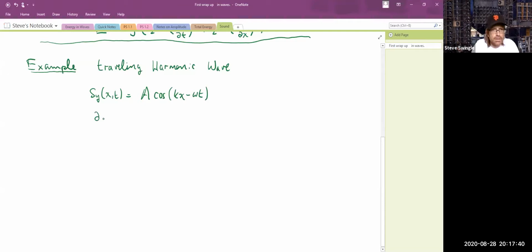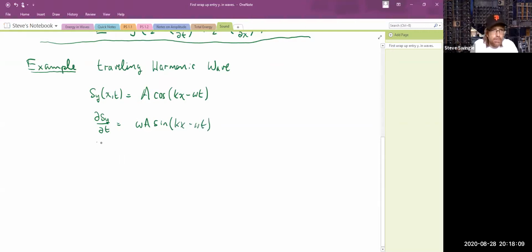I can calculate the particle velocity by taking the time derivative. The derivative of the cosine function will give you a minus sign, but the chain rule is also going to give you a minus omega. So I'll have a minus omega A sine. I'm sorry, there's two minuses, so there's really just going to be a plus. So go erase your function. There it is: kx minus omega t.